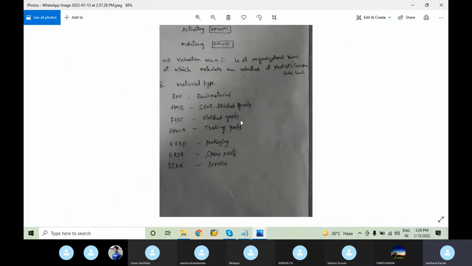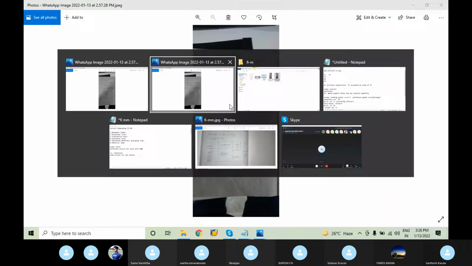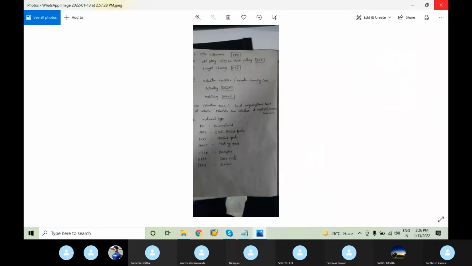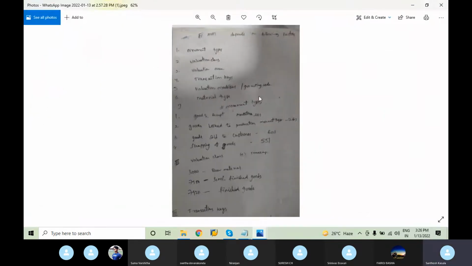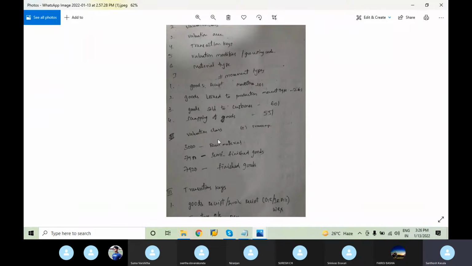In valuation class, you have raw material, semi-finished and finished, and in material type also we are segregating as raw material and semi-finished. What is the difference between valuation class and material type? Valuation classes are the classes applicable for tax. For external purposes, these valuation classes will be considered for the tax. Basically, tax is applicable for valuation classes.